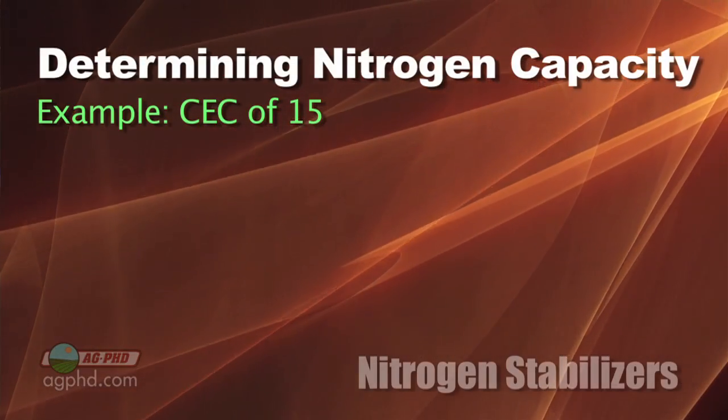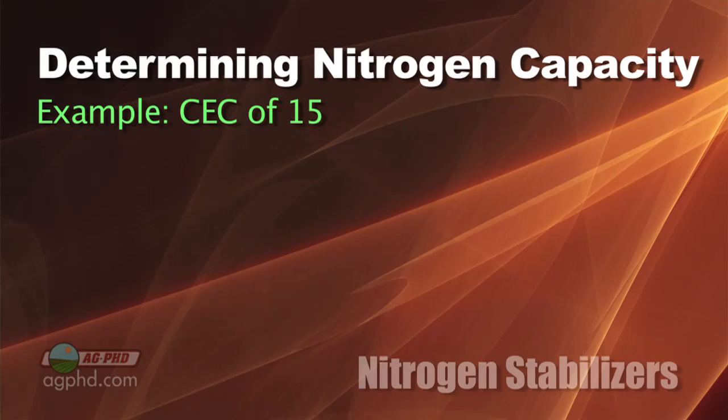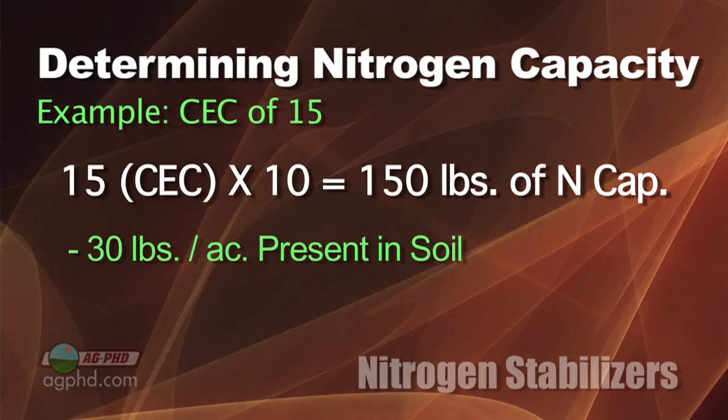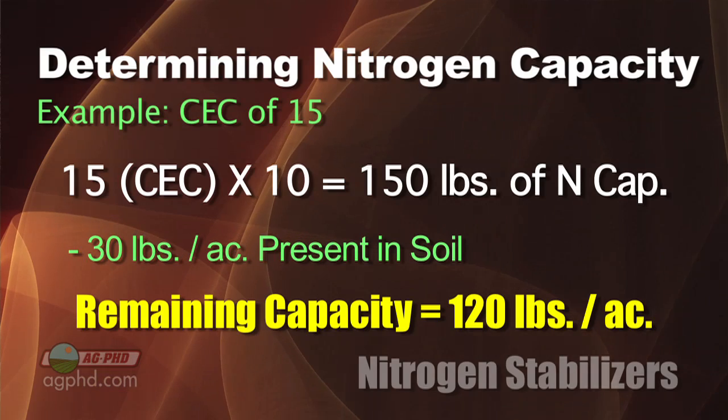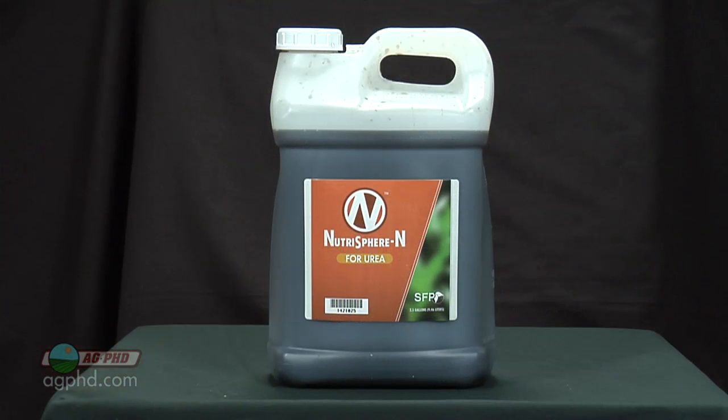For nitrogen, just take your cation exchange capacity number, multiply it times 10, and it will tell you roughly how much nitrogen your soil can hold at any one time. So let's say you've got a 15 cation exchange capacity number, times 10 is 150. If you've already got 30 pounds in the soil, that means you can apply 120 pretty safely without a lot of risk. If you're going to put a nitrogen stabilizer on with it, could you maybe bump that a little bit? Probably just a little bit, but you can't get too carried away.